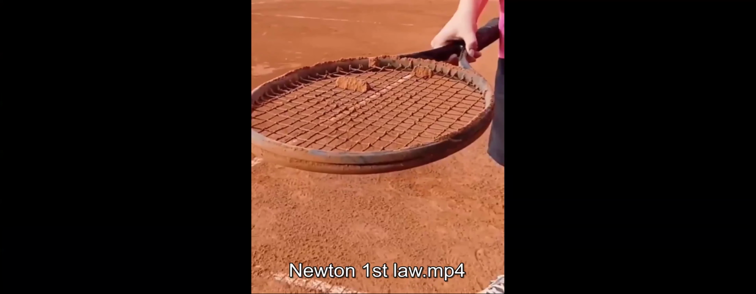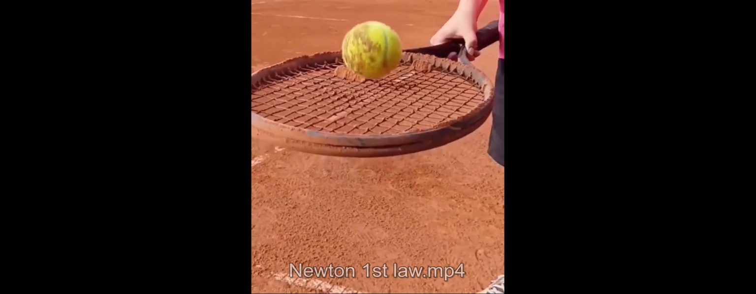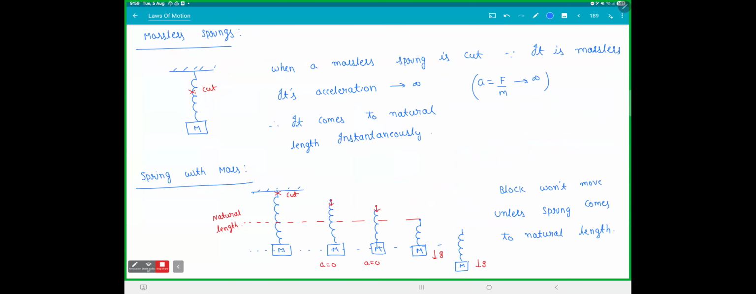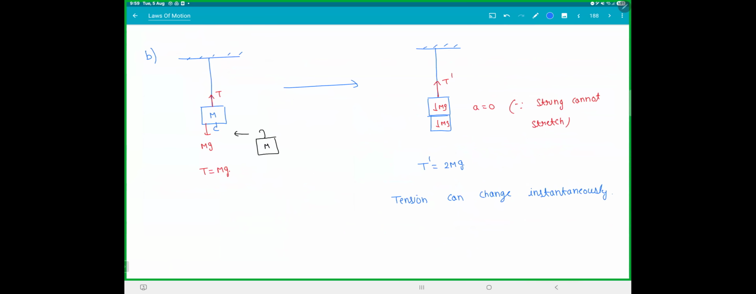It's the first law. You have sand on a bed, it hits, and the sand remains there. Inertia, basically. That's a little thing about the slinky. Clear with that? If the springs don't have mass, they will just move instantaneously. But if the springs have mass, they will take time. Is this understood, everyone? In our portion, we'll take springs as massless. So let's see some questions based on this.